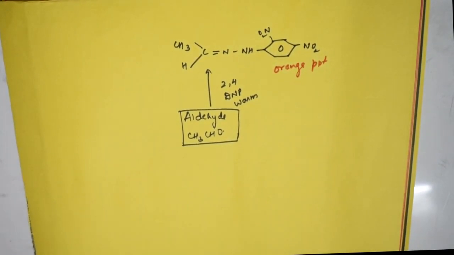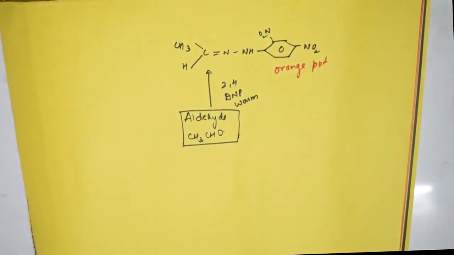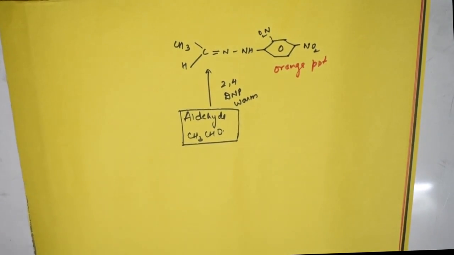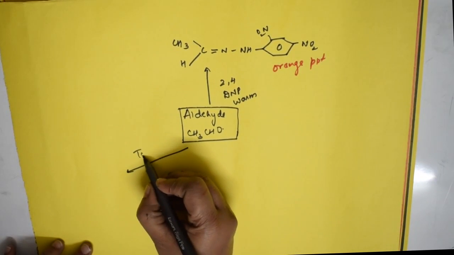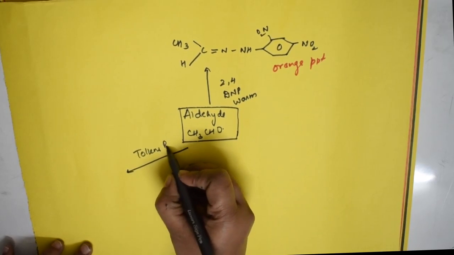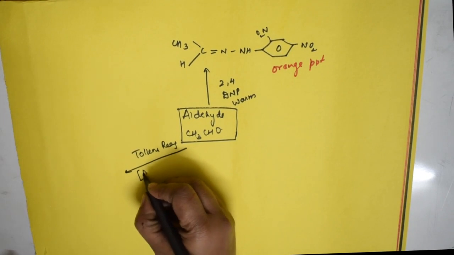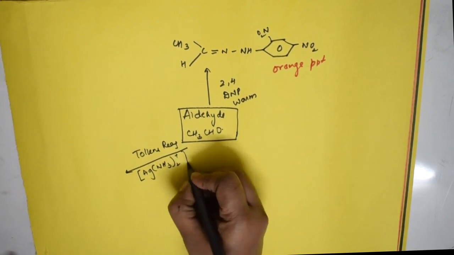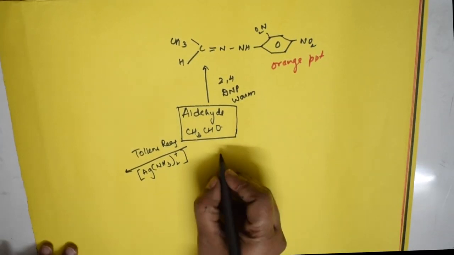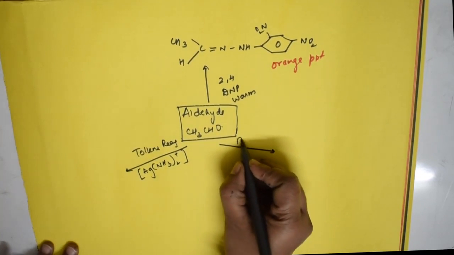Now, important thing. Here, when we are introducing Tollens reagent and Fehling's reagent, this is what is important in aldehydes, correct? Now, when I take aldehydes, I am going to introduce Tollens reagent. What is Tollens reagent? It is nothing but ammoniacal silver nitrate. So ammoniacal silver nitrate is the Tollens reagent which we are taking. The same thing, I am introducing Fehling's solution also to this.